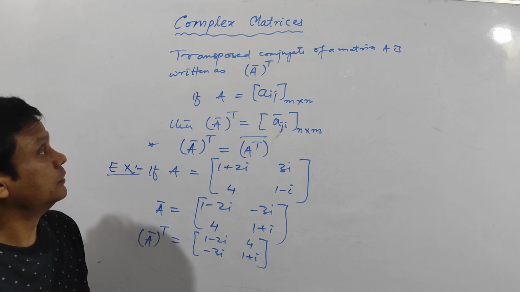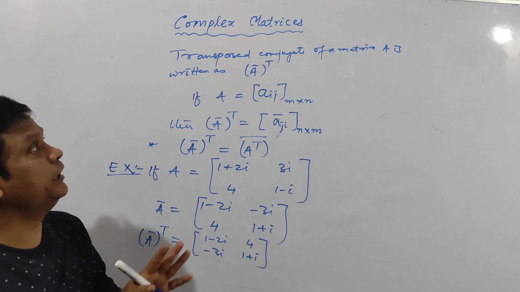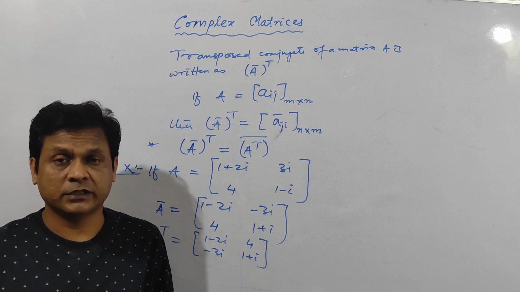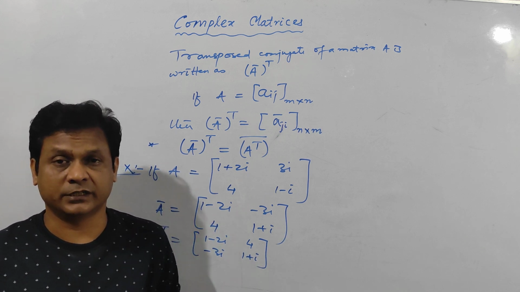Clear? Now I will tell you about the three important complex matrices: Hermitian matrix, skew Hermitian matrix and unitary matrix. Clear?